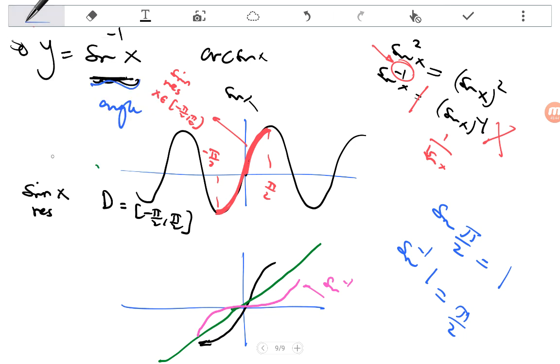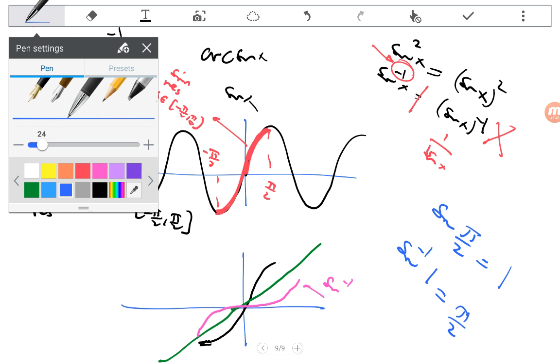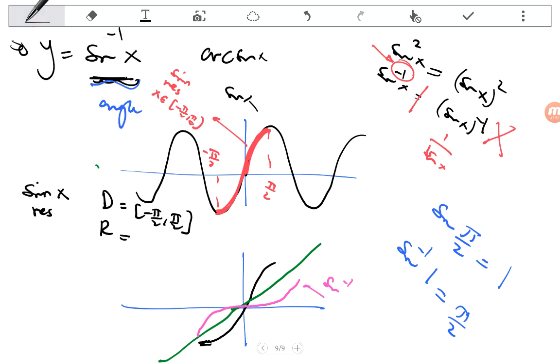Now, for this function, which is sine restricted, it has a domain from negative pi over 2 to pi over 2. Okay, what about its range? What is the range of sine restricted? It is the same range of the function. Remember that you made the restriction in order to conserve the range. It must cover the same range. So the range doesn't change when you make a restriction on the domain.